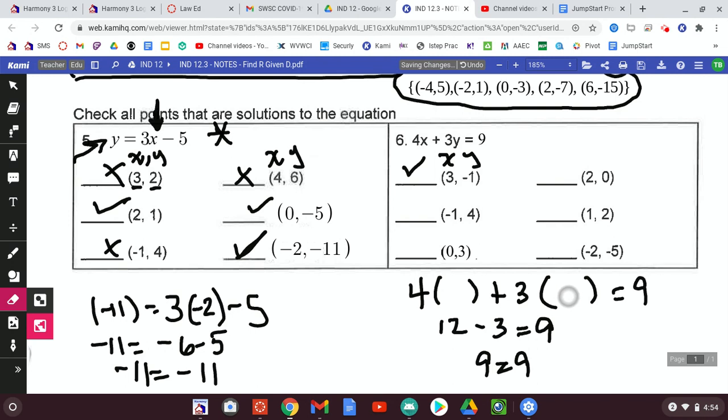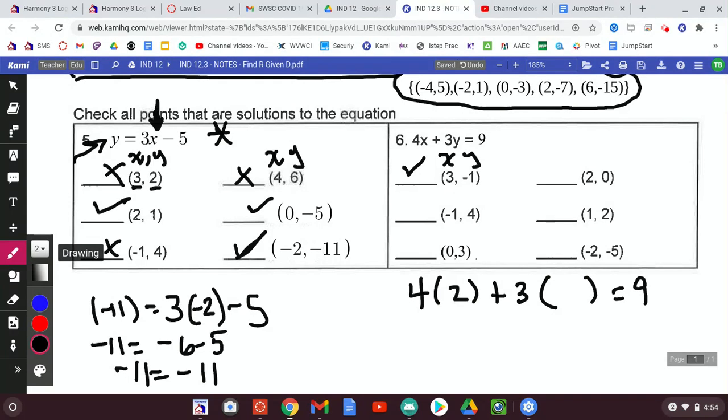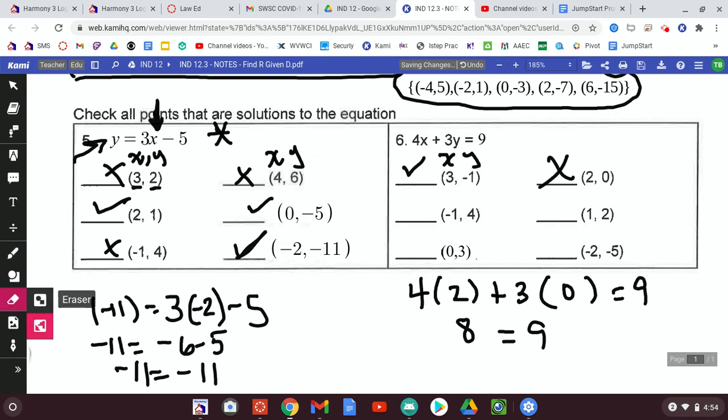Okay, we're going to do it again, and we are going to plug in the point (2, 0). So this is my x. Oops. This is my x. This is my y. So the x goes in the x spot, y goes in the y spot. 4 times 2 is 8. 3 times 0 is just 0. So that goes away. Does that work? No. 8 does not equal 9. So that point is not a solution to our equation.